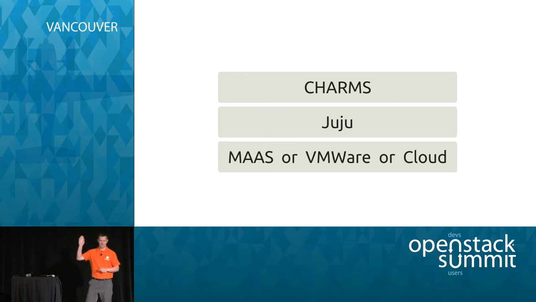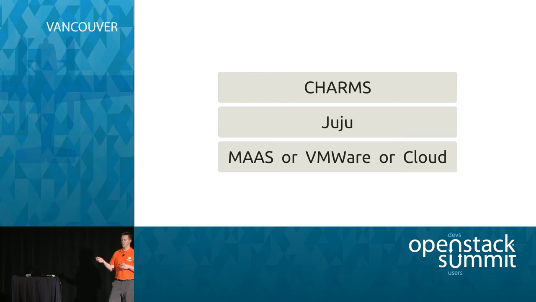Does anybody know what Juju is? Probably heard about it. I'll just give a quick overview. Juju is essentially, it gives you the ability to deploy all these different microservices, right? And think of those services as being Cinder, Glance, Nova Compute. Those are all different services, right? So you can deploy those and relate them.